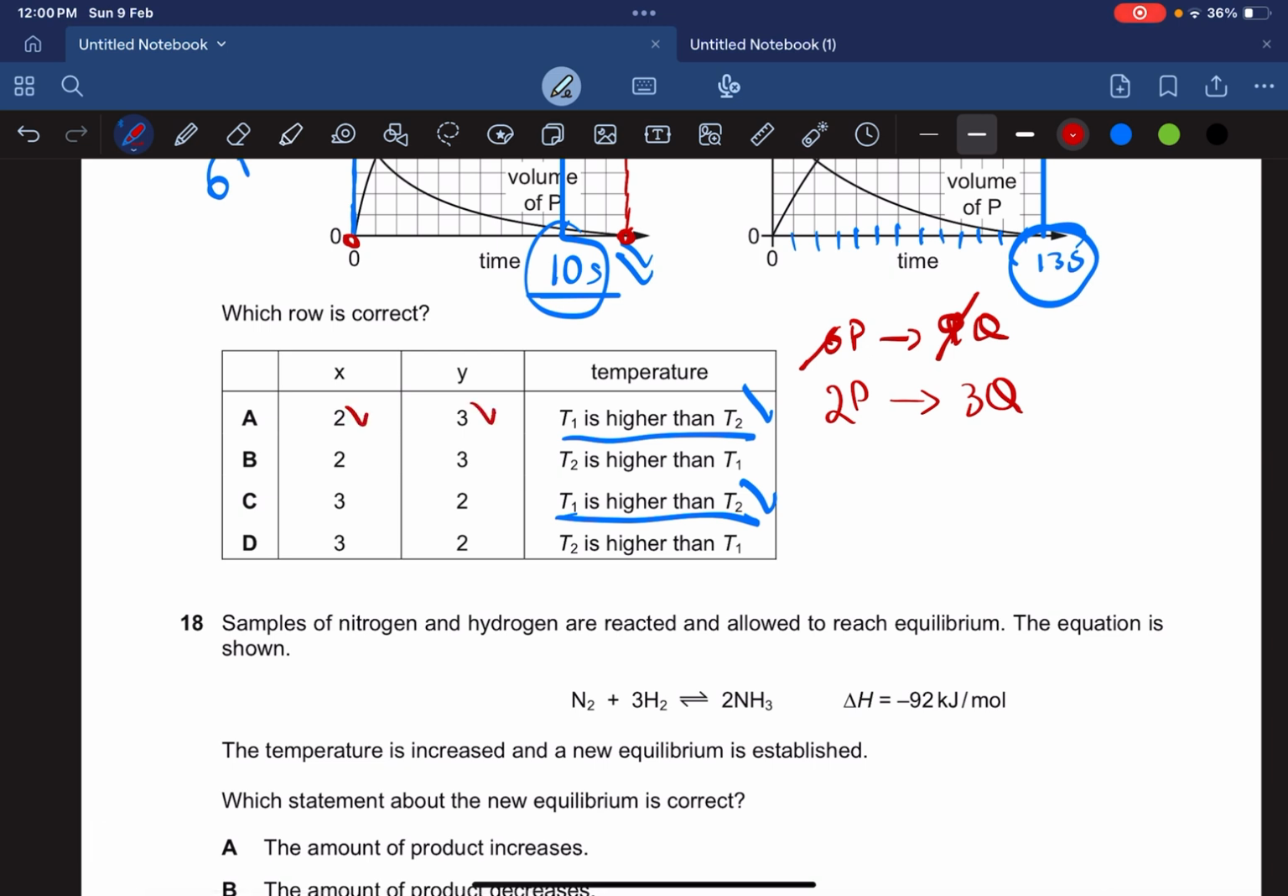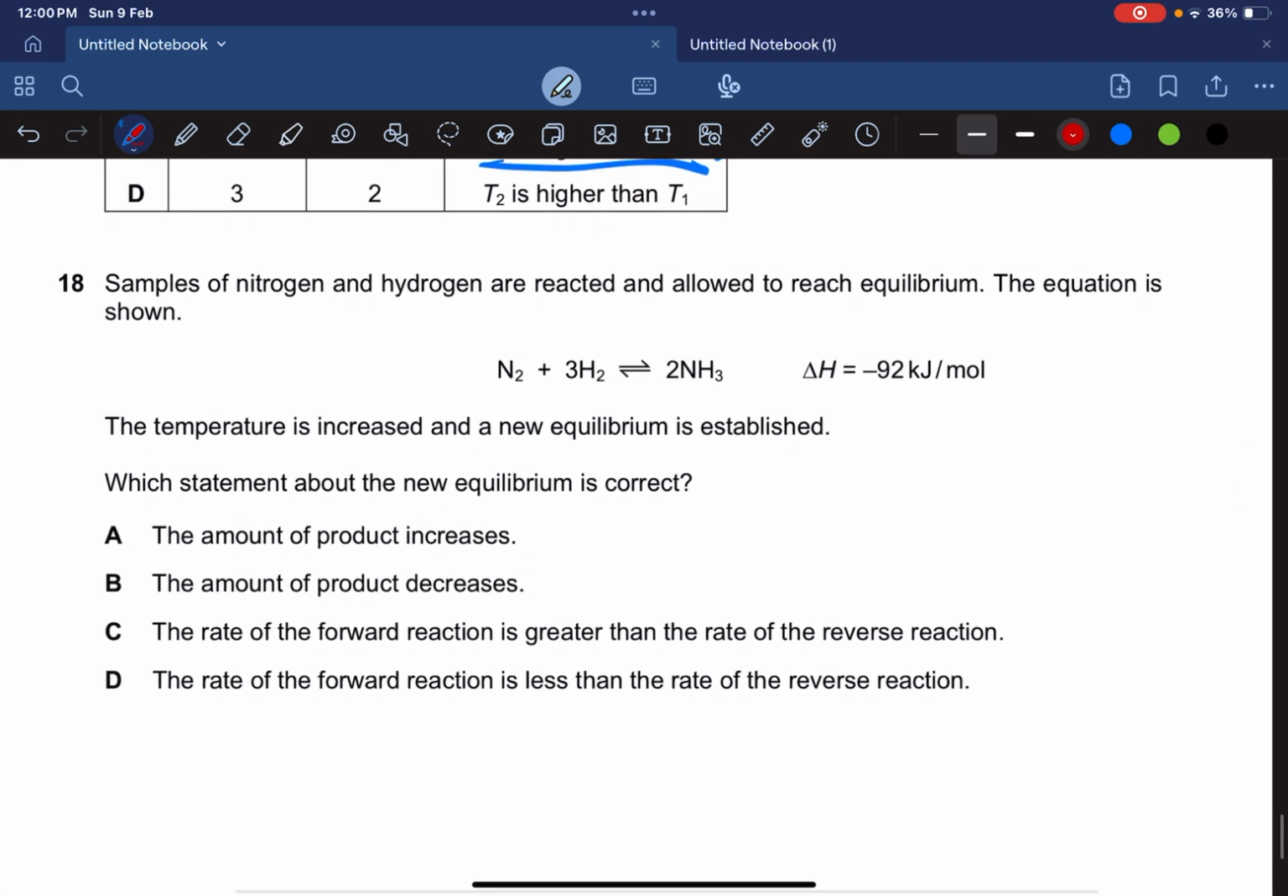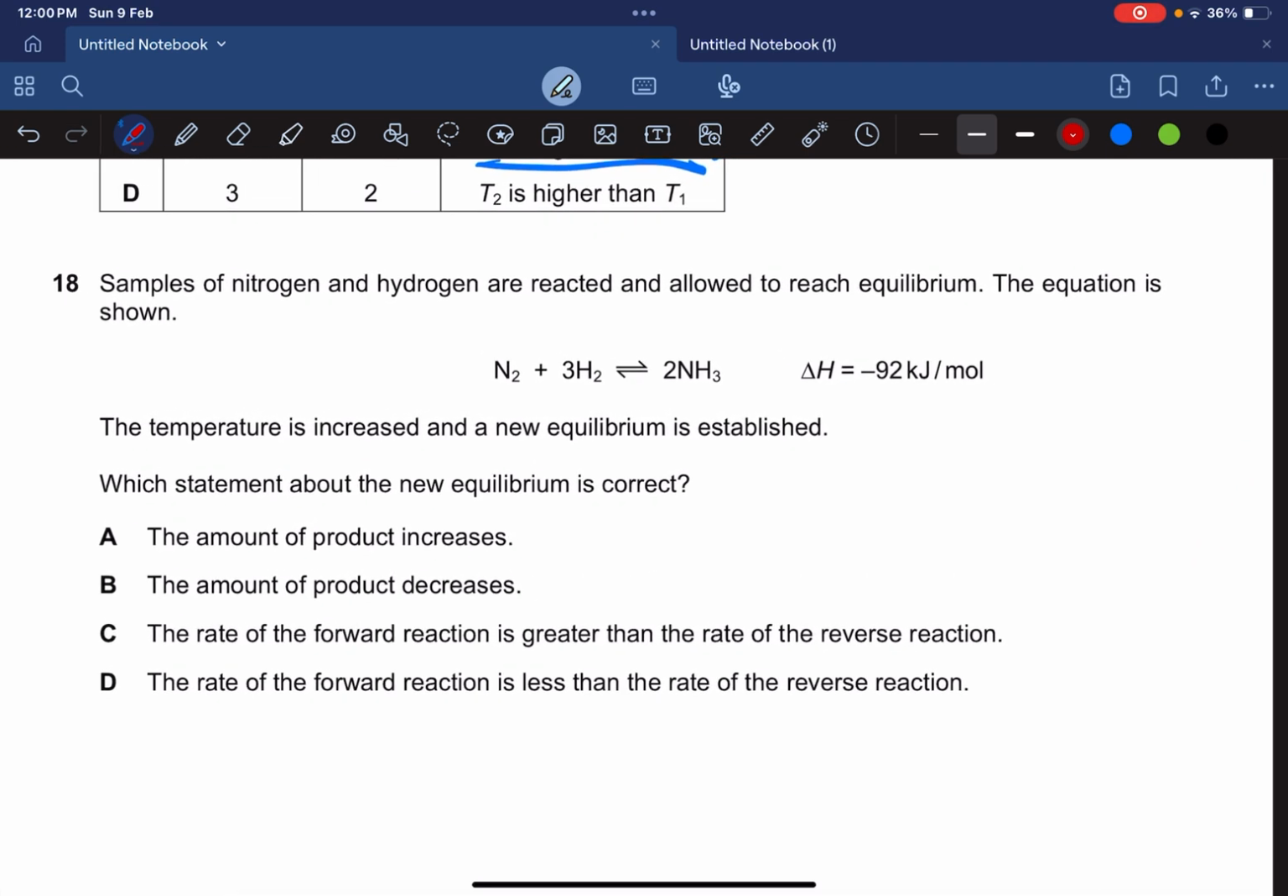So that's going to be the correct answer, A. Let's move on to the next question, which says samples of nitrogen and hydrogen are reacted and allowed to reach equilibrium. The equation is shown. The temperature is increased and the new equilibrium is established. Which statement about the new equilibrium is correct?